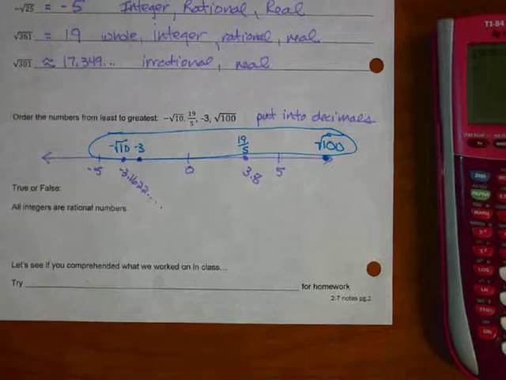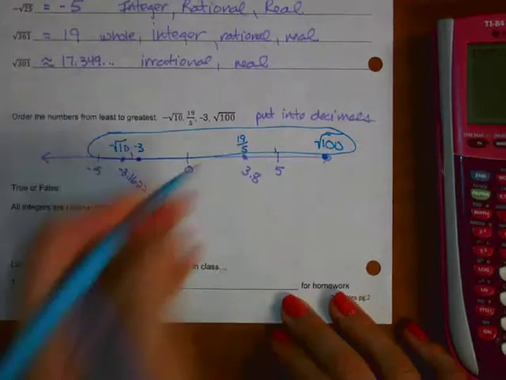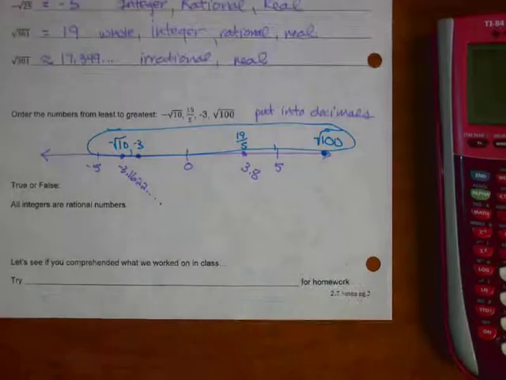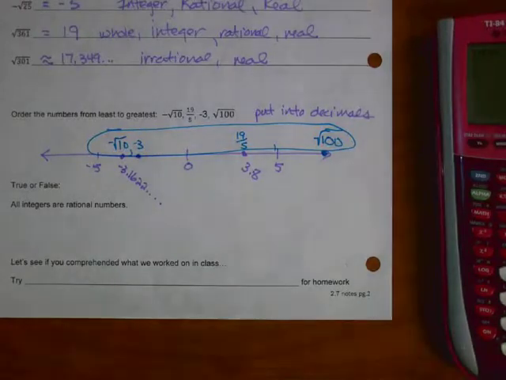So these are the numbers in order, if you think of it as a number line. Okay? Those are the numbers in order. You can rewrite them if you want.